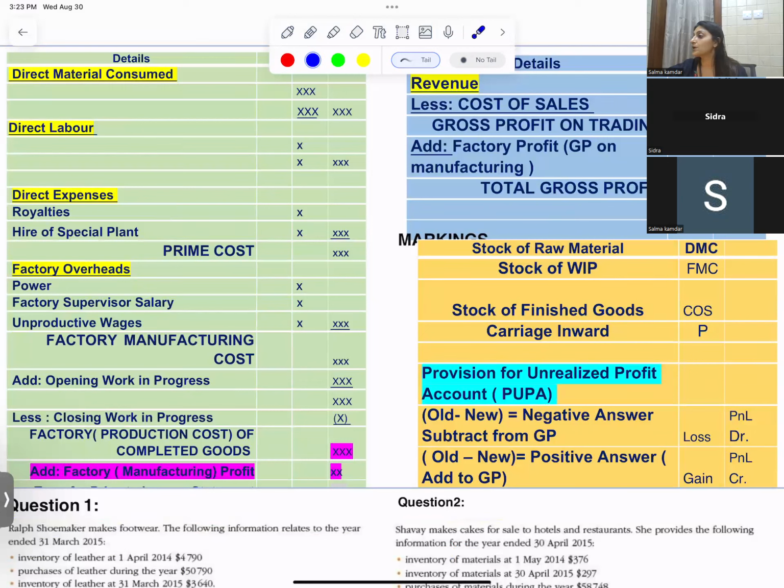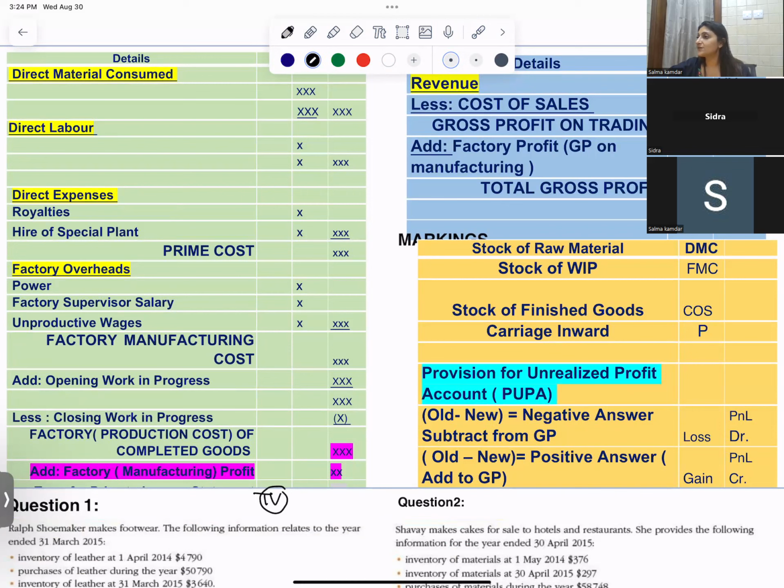It is also called production cost, PCCG, production cost of completed goods. Yeah, production cost of completed goods. Then to that you will add the cost plus percentage that will be given in the question. So basically you'll add the factory profit percentage to the cost, which will give you your transfer value to the income statement.